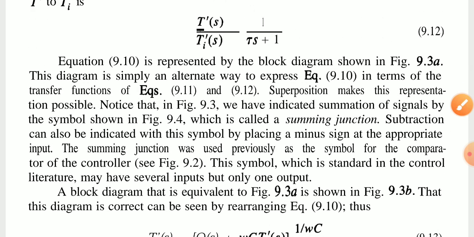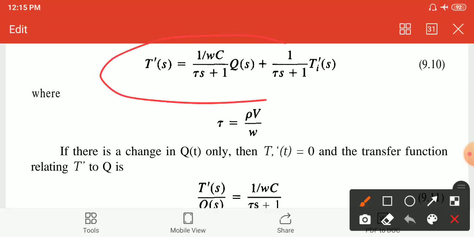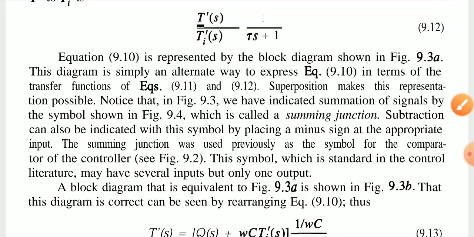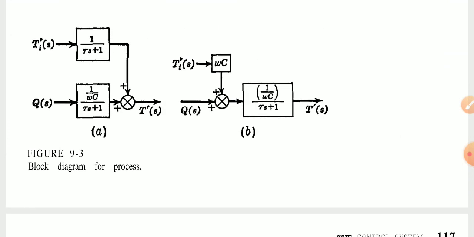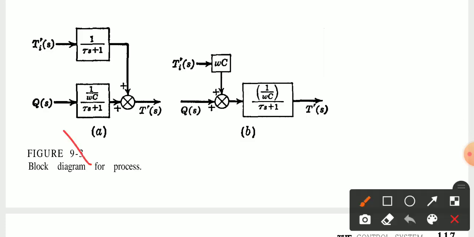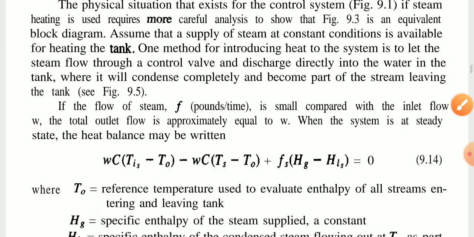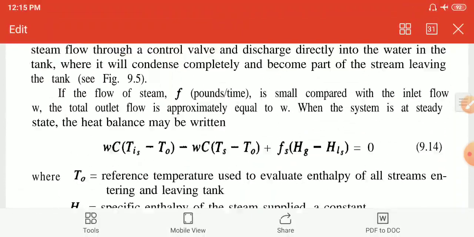Okay, then equation 9.10 is represented. Which one? 9.10, this one. We have represented it in the block diagram shown in figure 9.3a, this one. Block diagram 9.3a. Okay, 1 upon tau s plus 1, 1 upon Wc (tau s plus 1). We have seen all these equations in E and B. Okay, this is the procedure.